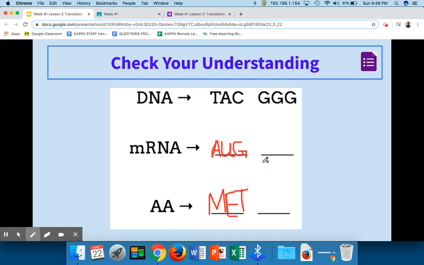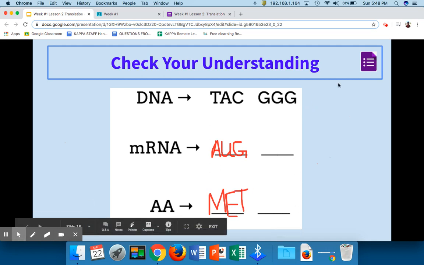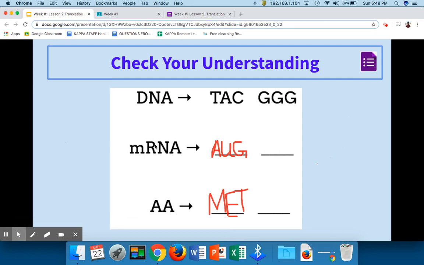Right, so we're gonna have you guys fill out the second one in your Google form. And that's how we turn DNA into mRNA through transcription and mRNA into an amino acid through translation.